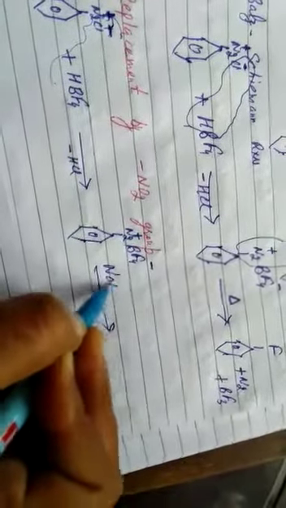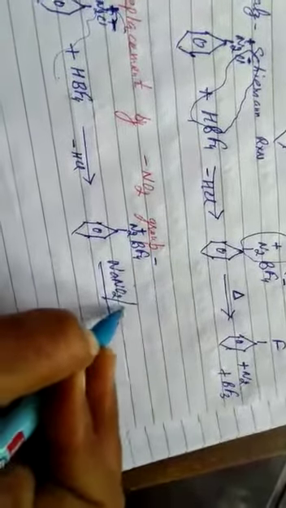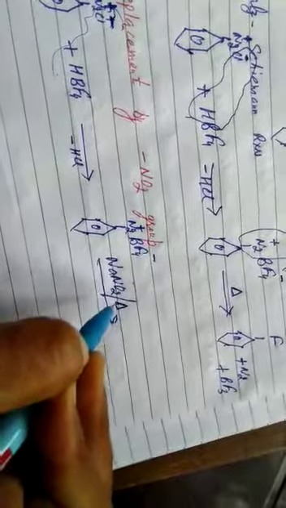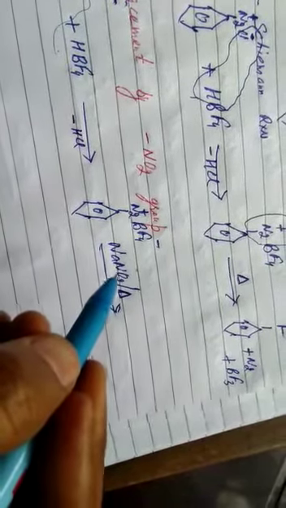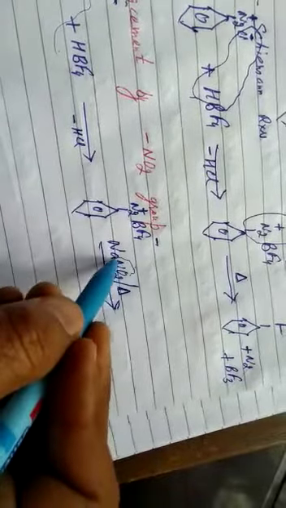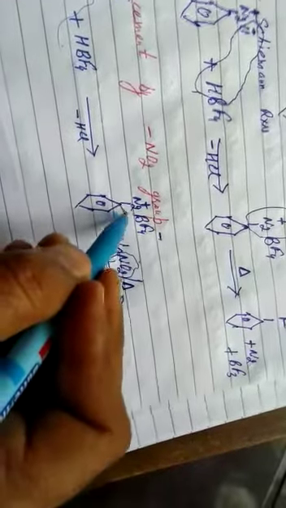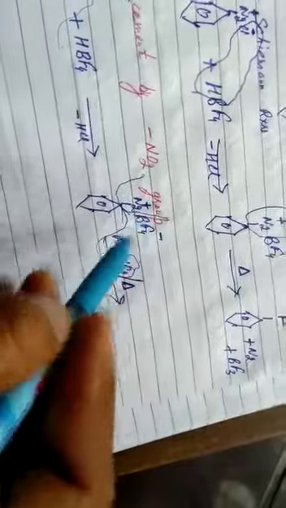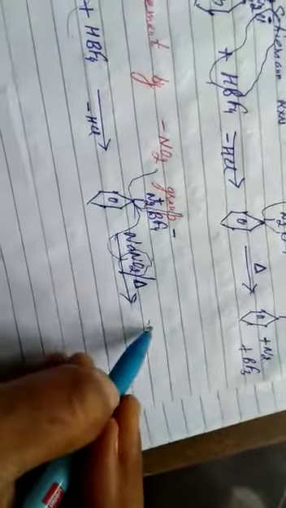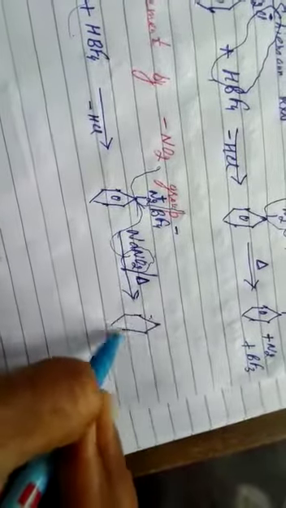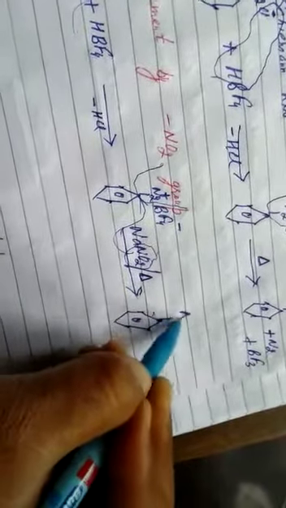But if we heat it in the presence of sodium nitrite, again nucleophile is NO2. NO2 gets linked to the phenyl group. N2 eliminates plus sodium fluoroborate as the side product. We got nitrobenzene as the main product.